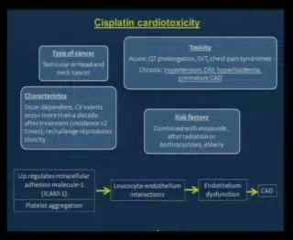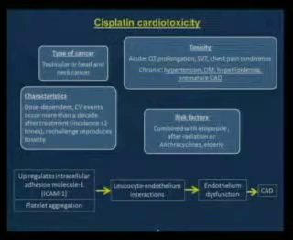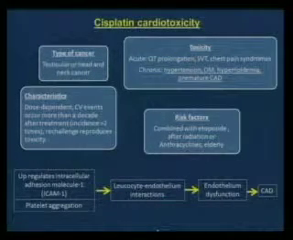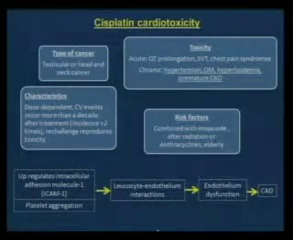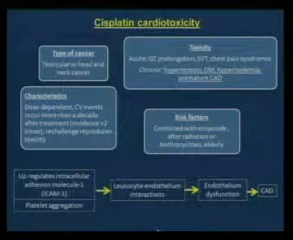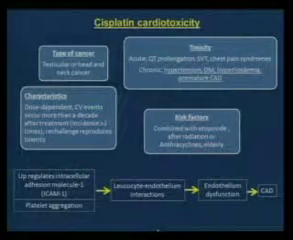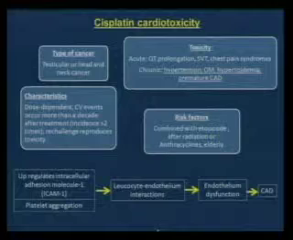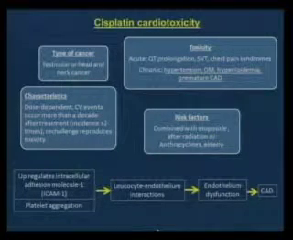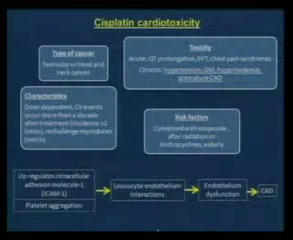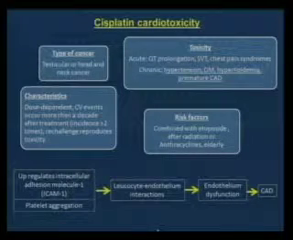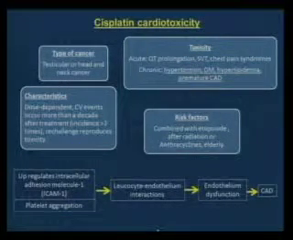What's causing it? It upregulates intracellular adhesion molecule, and it also induces platelet aggregation. And those pathogenesis factors lead to endothelial dysfunction, which is the earliest step in CAD. And that early step eventually leads to premature CAD.